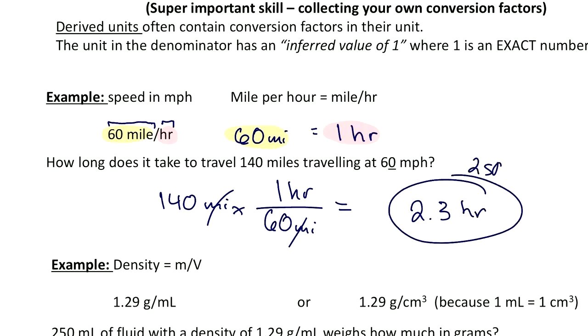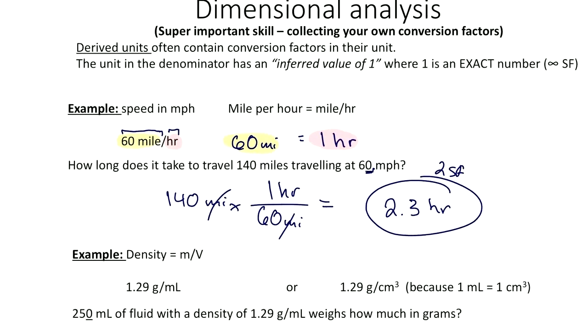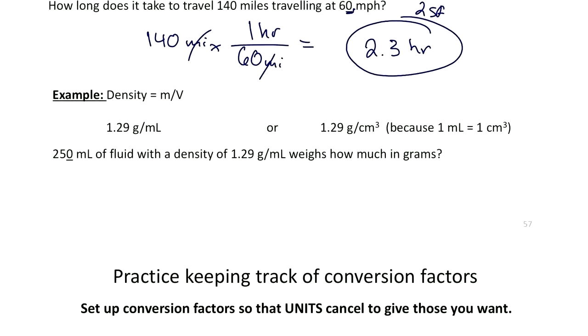2 sig figs because 140 has 2 sig figs. And again, I underlined that 0 to indicate that 0 is measured. So it's 60 miles, 60 with 2 sig figs instead of 1 because it looks like 1. All right, I think that's the answer. Okay, all right, so let's do another one.